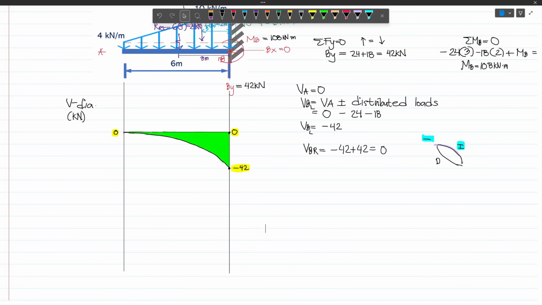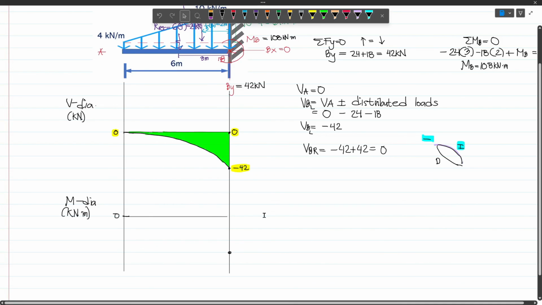And then for the moment diagram, we have this one. We will first draw the 0 line. And so ito na yan. And then diba, naturally, our moment value here will just be 108 kNm. Kasi diba, our moment reaction at B is 108.